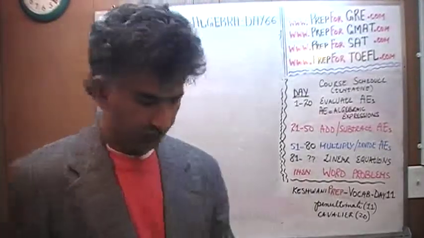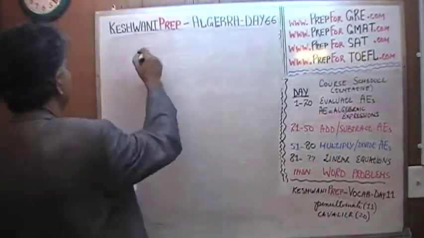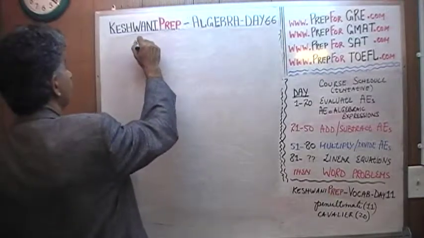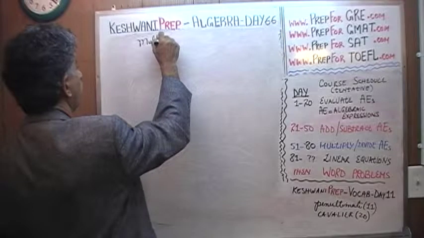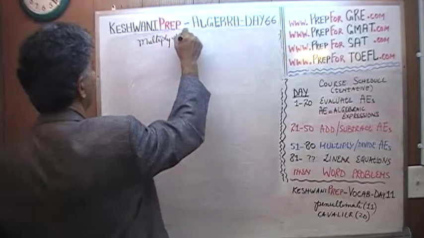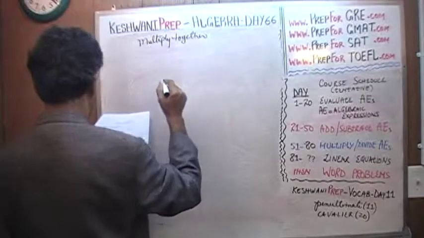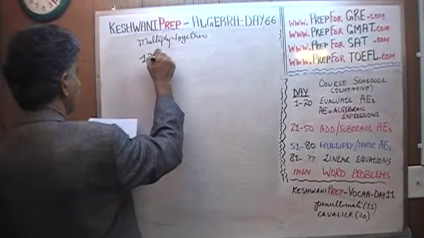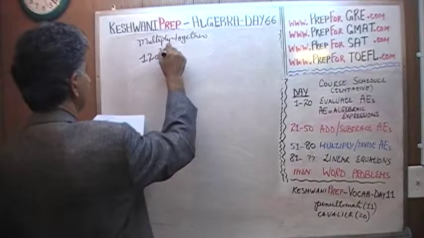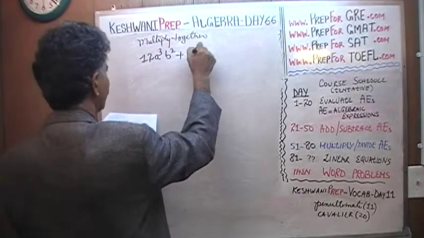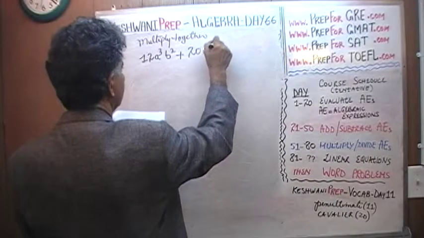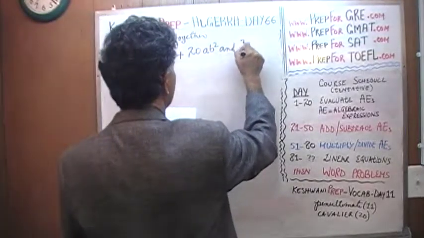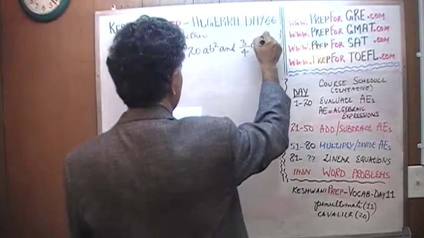The problem that we have for today is this. We are asked to multiply together 12 a cubed b squared plus 20 ab squared and 3/4 a squared b.